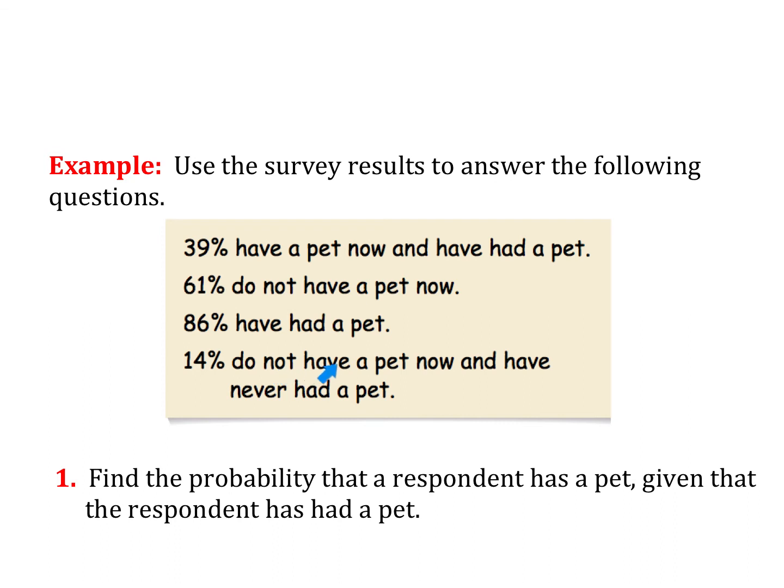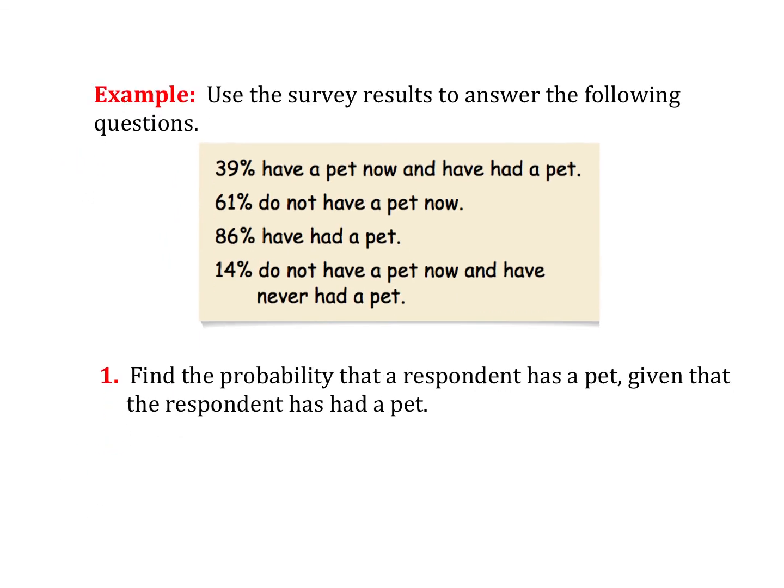14% they don't have a pet now, and they've never had a pet. Now, if I added all these percentages, I'd definitely get more than 100. So there's clearly some overlap going on right now, right? Because of these 86% that have had a pet, there's 39 of them that still have a pet now. Same thing, of these 61 who don't have a pet, some of them have never had a pet. So there's definitely going to be some overlap here.